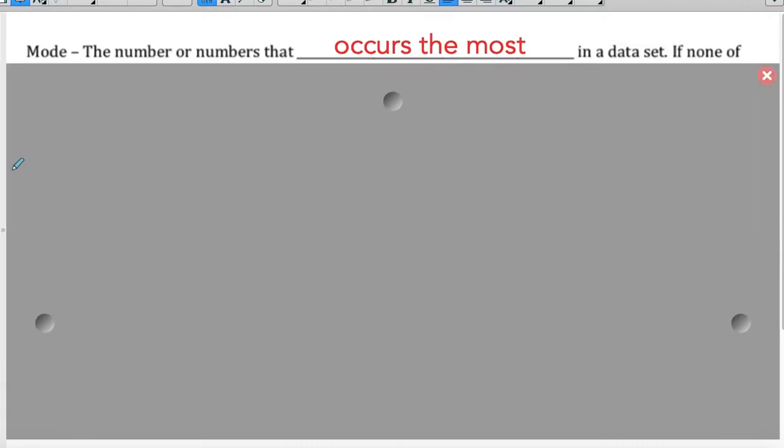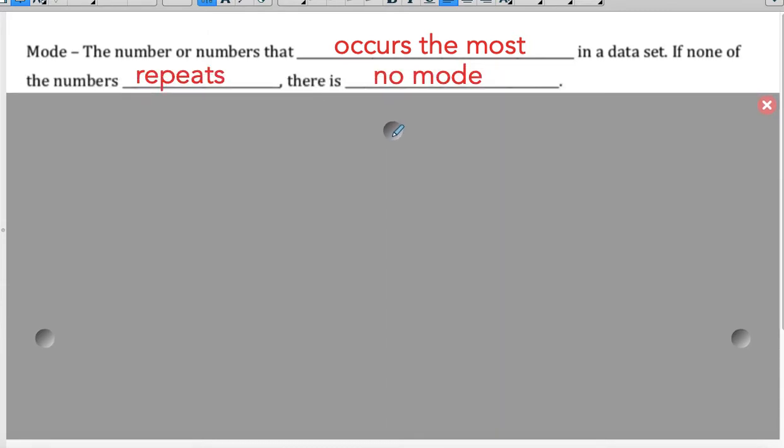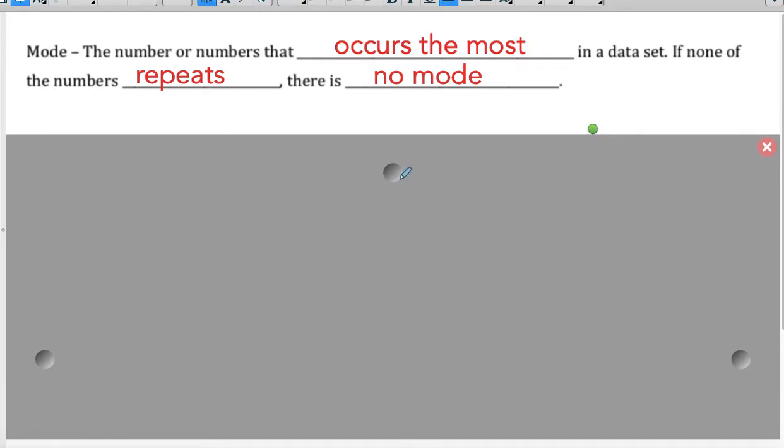The mode is the number that occurs the most in the data set. If none of the numbers repeats, then there is no mode. Remember, if there are a couple numbers, 2 or 3 numbers, that all occur the same number of times and they're occurring the most, then you list all of those numbers. So there can be more than one mode, and there can be no mode if none of the numbers repeat.